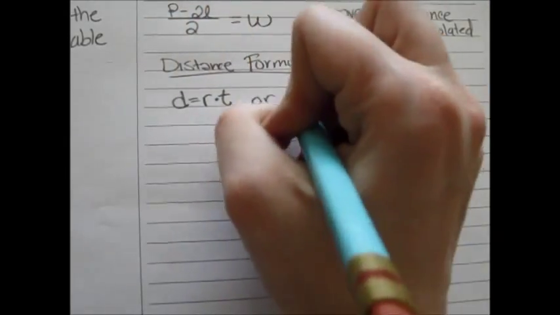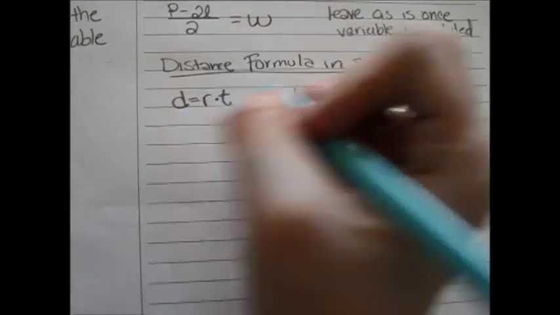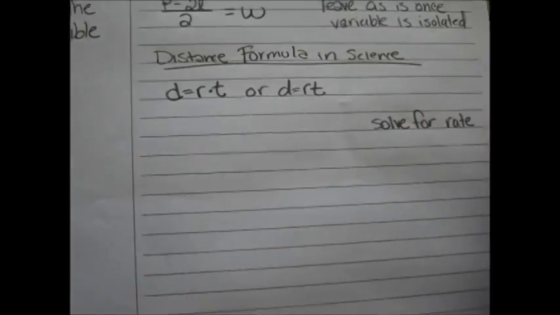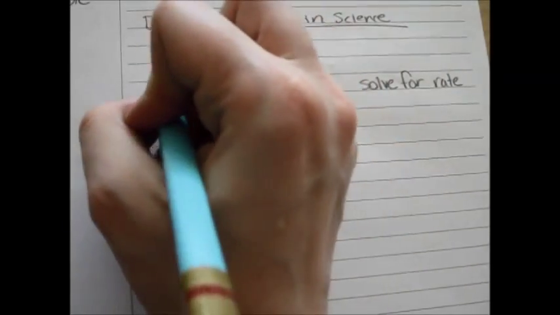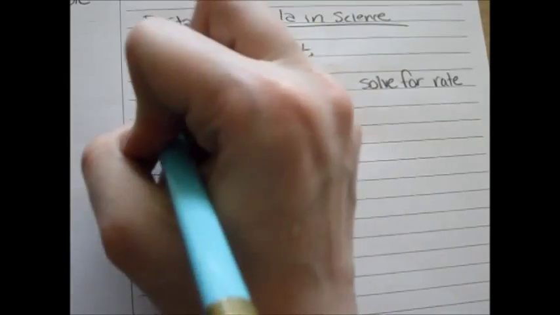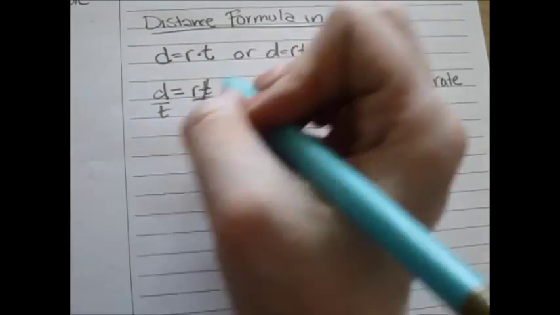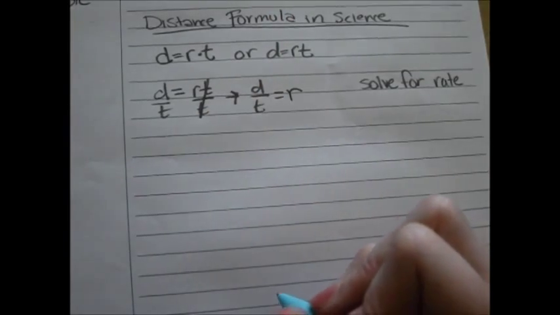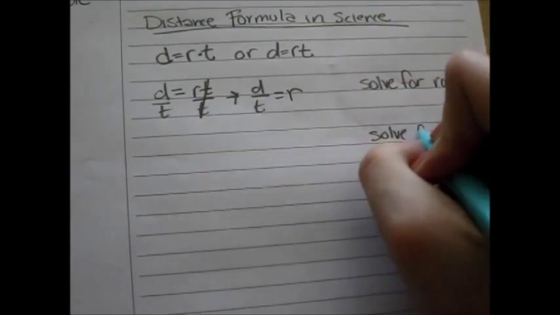When you were doing your mousetrap race cars, you talked about distance, rate, and time. Distance equals rate times time. But what if I know distance and time, but I need to find the rate? Well, D equals R times T. So if I divide by T on both sides, I get distance divided by T equals rate.